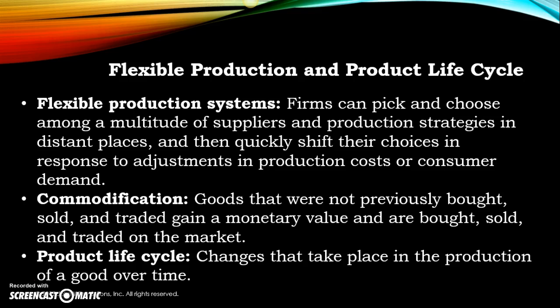Along with these ideas is what we call a flexible production system. Okay? And flexible production systems just means that firms can pick and choose their suppliers and also their production strategies. Typically these occur in distant places, and then they can change their choices on a dime to respond to consumer demand or adjustments in production costs, right? And this is great for companies like, say, Boeing, and not so great necessarily for those producers that are producing the different parts in those countries that have those producers. That's a whole different lecture for a whole separate day, right?